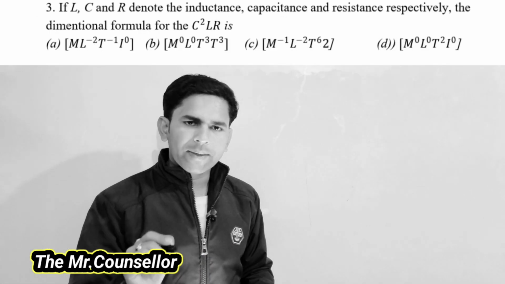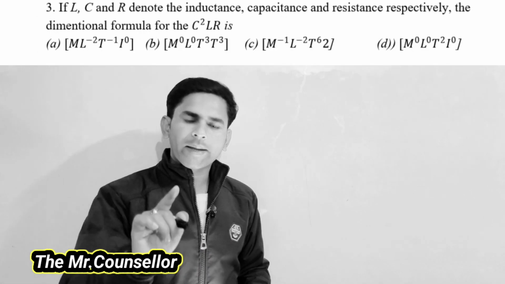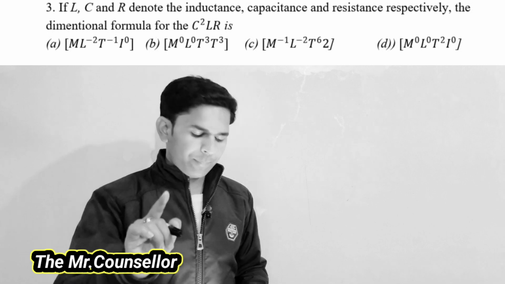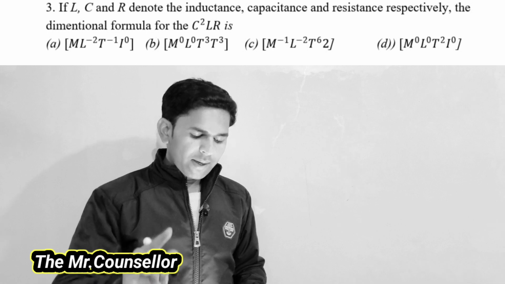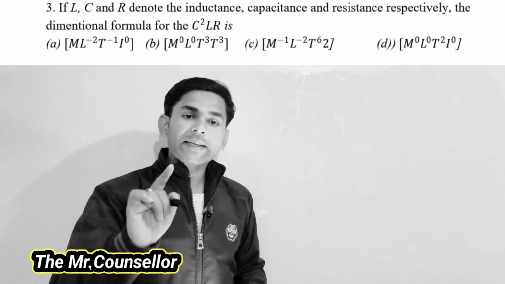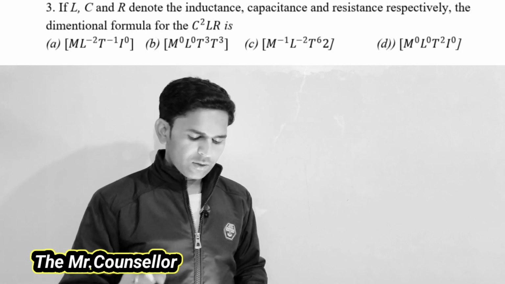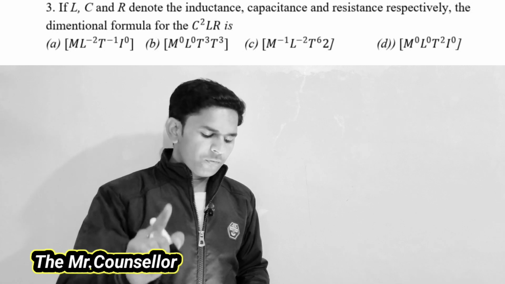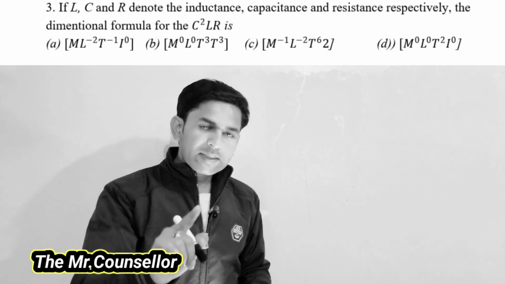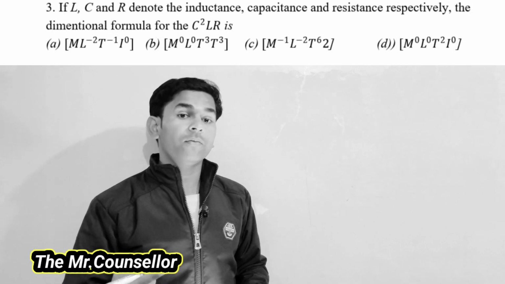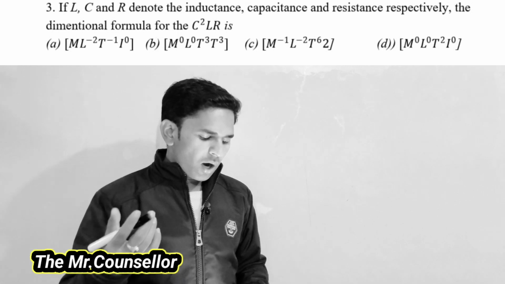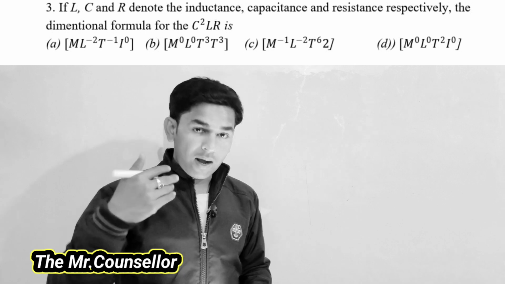If capital L, capital C and capital R denote the inductance, capacitance and resistance respectively, the dimensional formula for C square LR is? They are asking the dimensional formula of C square LR. So how can you find this answer?